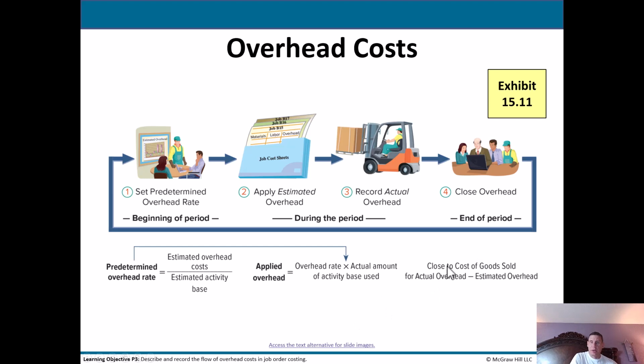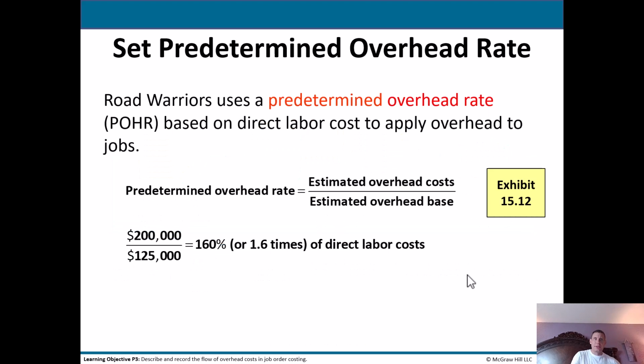The last thing we'll do is we'll close to cost of goods sold the difference between whatever the actual overhead was and whatever the estimated or the applied overhead was. So the first thing we'll do is set the predetermined overhead rate. So this company, Road Warriors, uses a predetermined overhead rate, POHR, based on direct labor cost to apply overhead to the jobs.